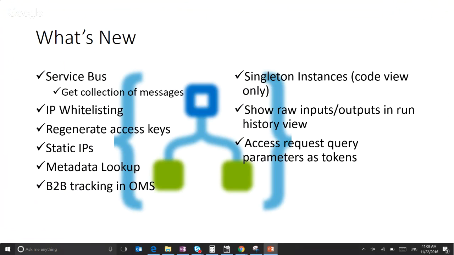Access request query parameters as tokens. In your request trigger, it's really an HTTP request to your logic app. And now we've tokenized those query parameters, so you can access the query parameters that you passed in on the request URL.